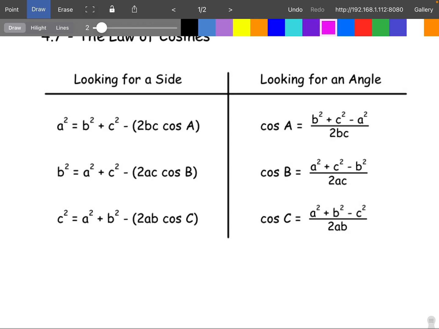And we notice with each one of them, we have a squared, b squared, and c squared. Now, if I have a squared, then I'm going to be taking the other 2 sides, b and c. I'm going to be squaring them. Then I'm going to subtract 2 times those same 2 sides, b and c, times the cosine of angle A. And notice, angle A is the same side that we're looking for. So if we're looking for A, then we're going to use cosine of angle A.